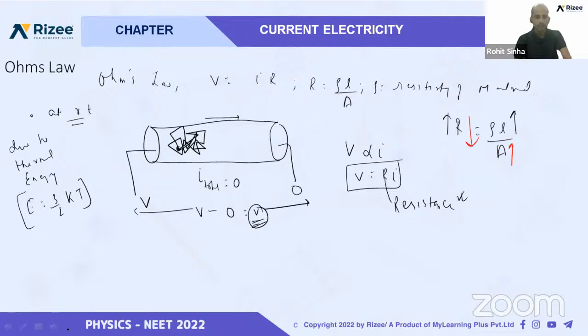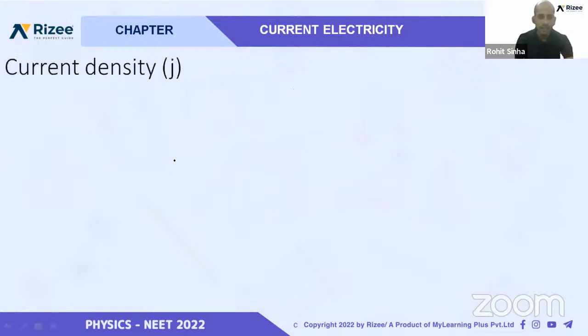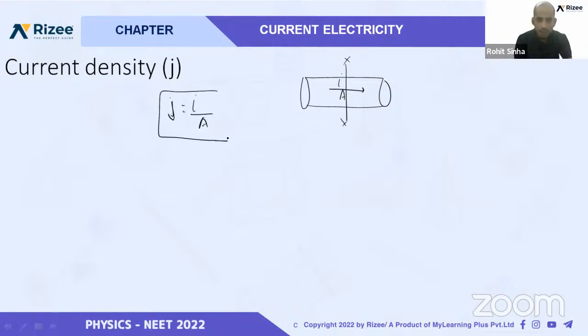Okay, now let us see current density, the next term. Suppose through a cross-section of area A, like this, we define current density J as the current flowing through this cross-section area divided by the area of cross-section. This is called current density.